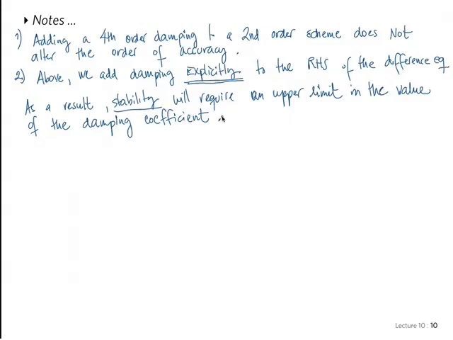Now, what is the whole purpose here? The purpose of this damping coefficient is to reduce the oscillations that are associated with this higher order scheme. And if by adding it explicitly on the right hand side of the equation we have an upper limit on the value of the damping, it could be that this is not enough to damp out the oscillations. So that's something that one still needs to see if it works.